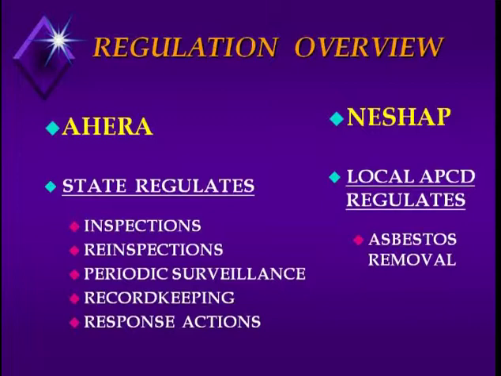AHERA is typically regulated at the state level. Most states have what is called concurrent jurisdiction, where they've gotten the authority from EPA to regulate the AHERA regulation in their state, and Kentucky is one of the states that has this. Under this, the state regulates all components of the AHERA regulation, which involves personnel certifications, specific types of inspections, various types of surveillances, types of record keeping, and response actions.